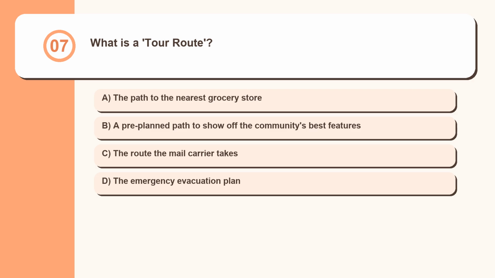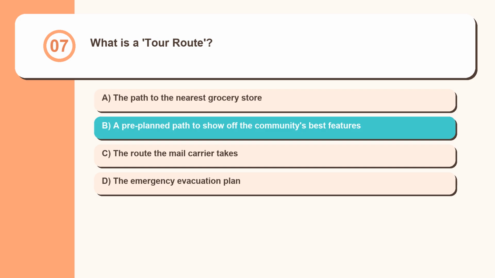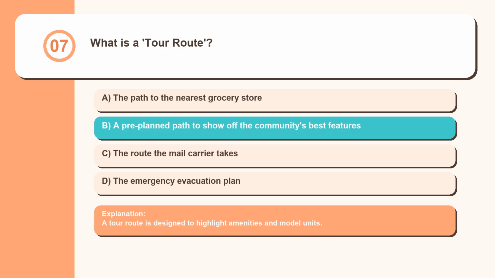Question 7. What is a tour route? The path to the nearest grocery store. A pre-planned path to show off the community's best features. The route the mail carrier takes. The emergency evacuation plan. A tour route is designed to highlight amenities and model units.